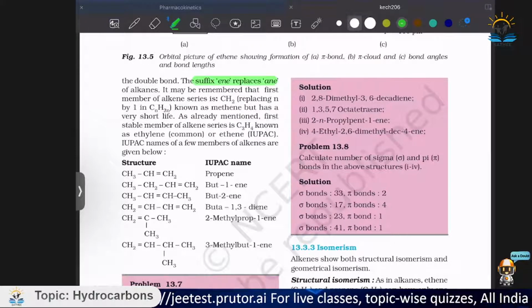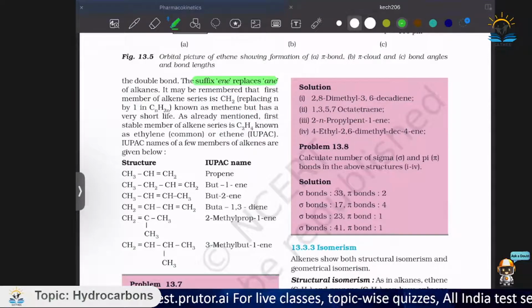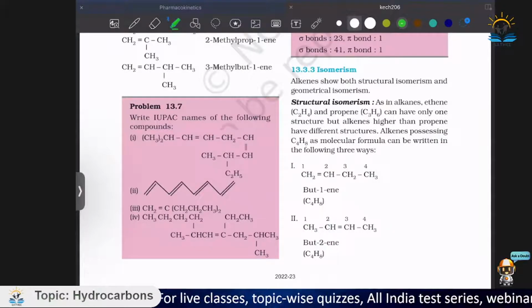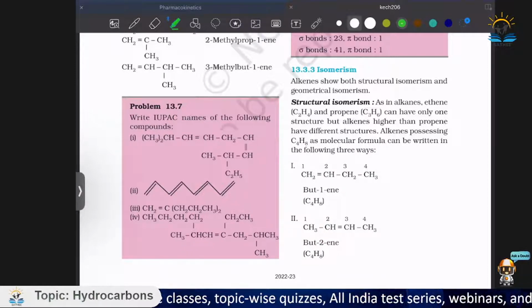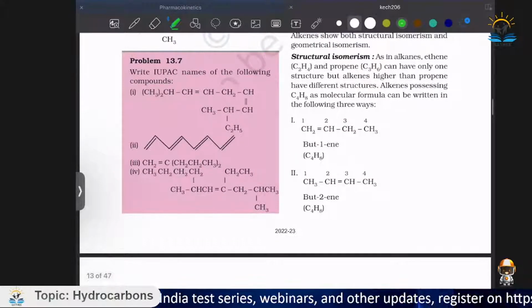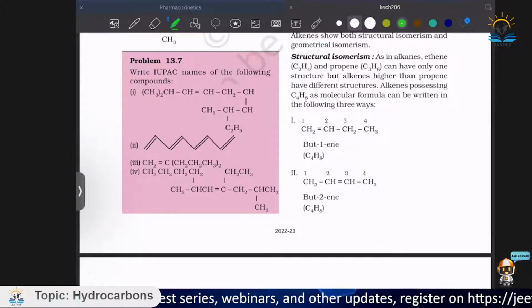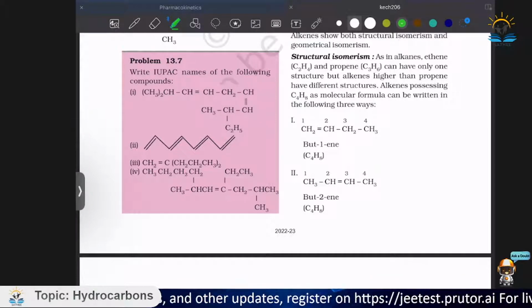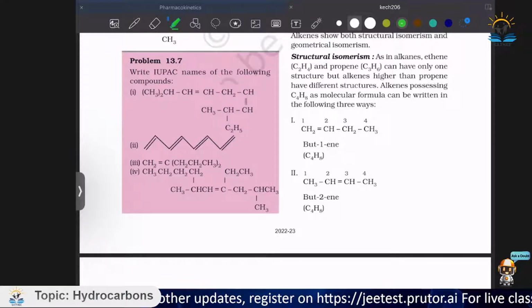Moving on to structural isomerism, they show change in position of the double bond. So they show variations in positions of these double bonds, apart from showing branches, just like alkanes were showing. But alkanes did not have any double bond. These have double bonds, so they will show variation in position of this double bond.